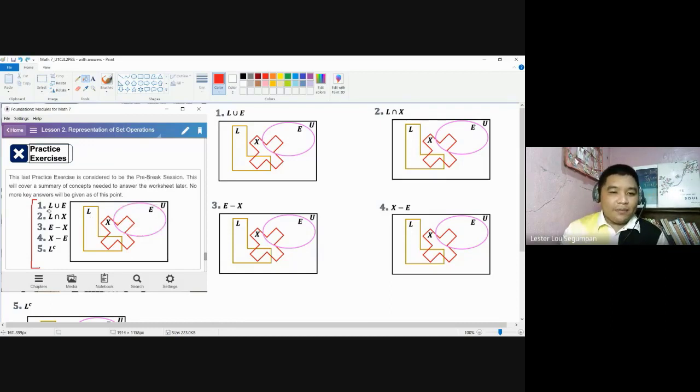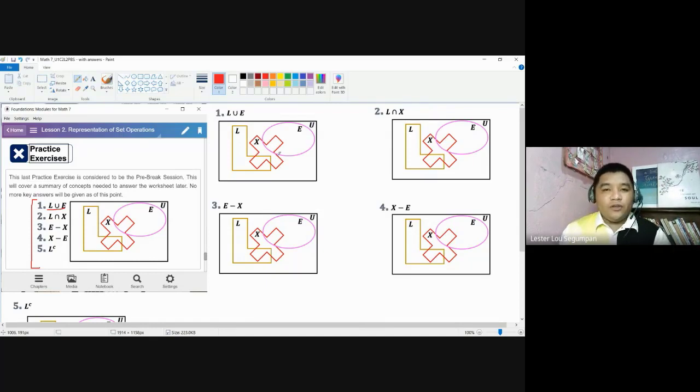Let's talk about item number one. Number one here talks about the union of sets L and E. For this given figure, set L is represented by this figure here, which also looks like the letter L, and set E is the representation of this ellipse here, or the oval shape, or the oblong, which is bounded by the pink colored curve. So we are going to answer first the set operation and then represent it using this Venn diagram.